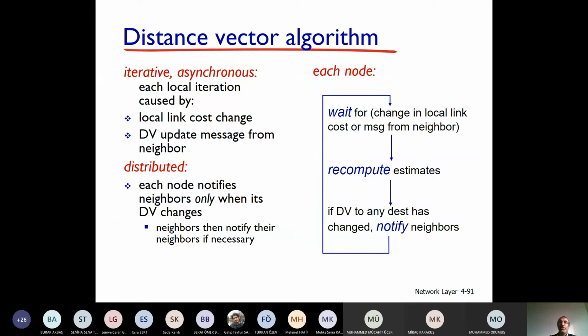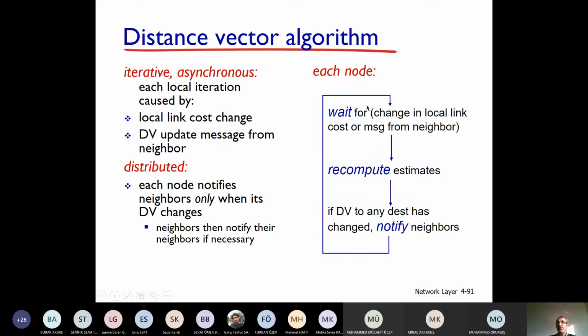This is also iterative, because each local iteration is caused by some link that can go down, fail, or change. In any case of a local link cost change, we update our table, and we get the DV update message from the neighbor. In the distributed approach, each node notifies neighbors only when its distance vector changes. The neighbors then notify their neighbors if necessary, okay?